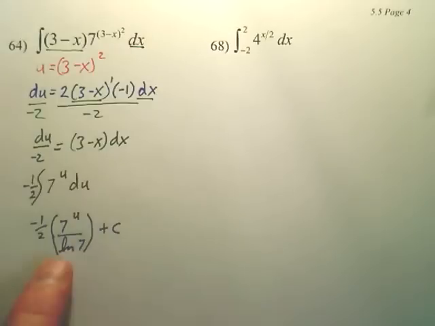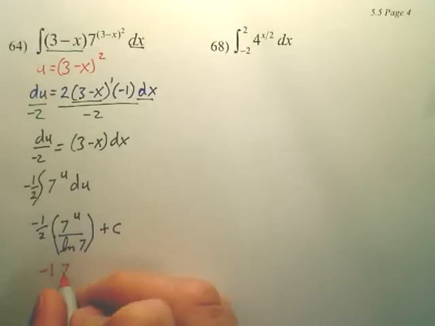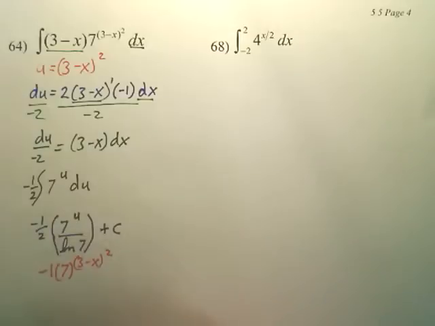And do you think you would miss points on a test if you left that? Yes. What do you have to do last? Plug the u back in. So what I see here is I would probably see a negative 1 times 7 to the 3 minus x squared over 2 ln 7 plus c.